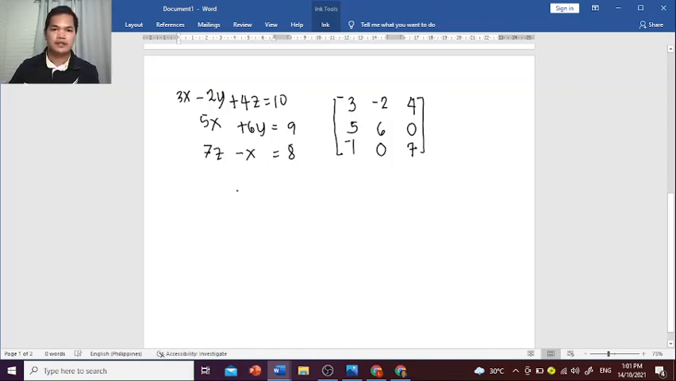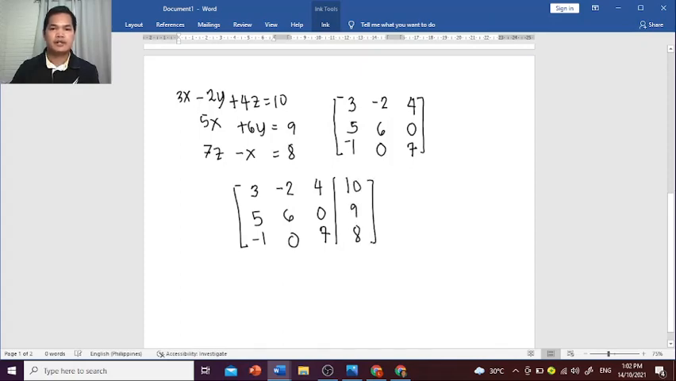Then for the augmented matrix, we're just going to have, again, the numerical coefficients for x, y, and z. 3, 5, and negative 1. Negative 2, 6, and 0. And then 4, 0, and 7. And then we have to mirror the right hand side. We have 10, 9, and 8. And that would be our augmented matrix for our linear system.